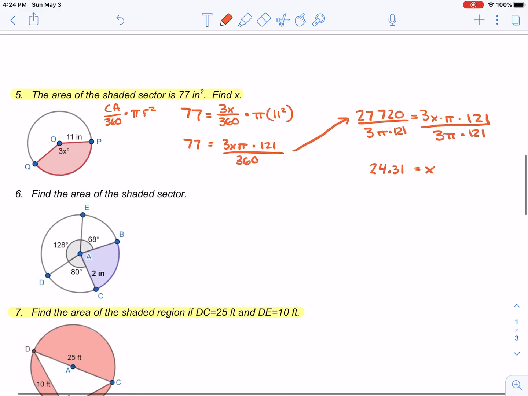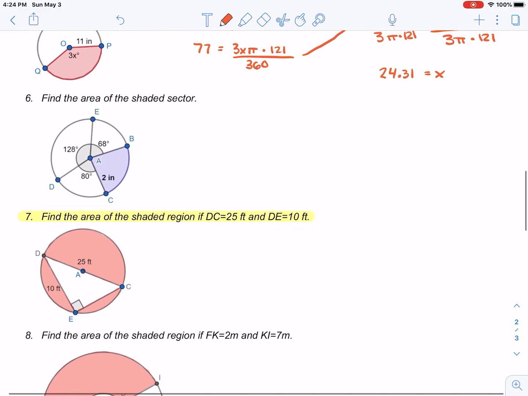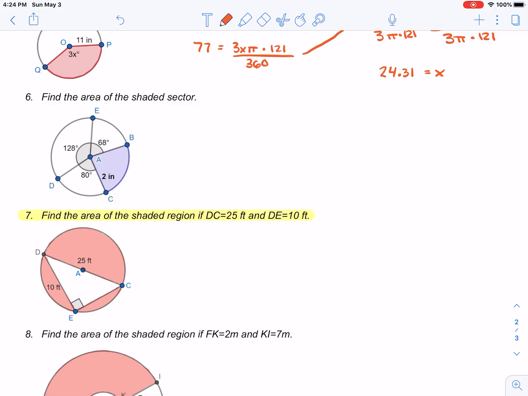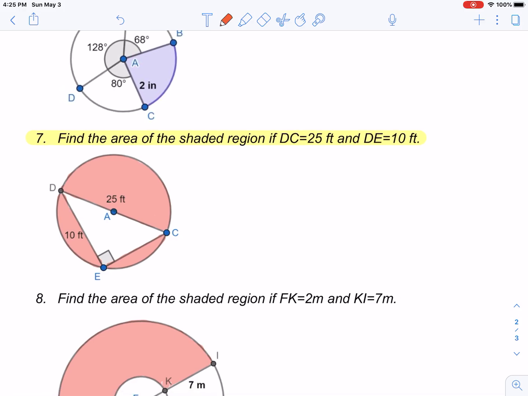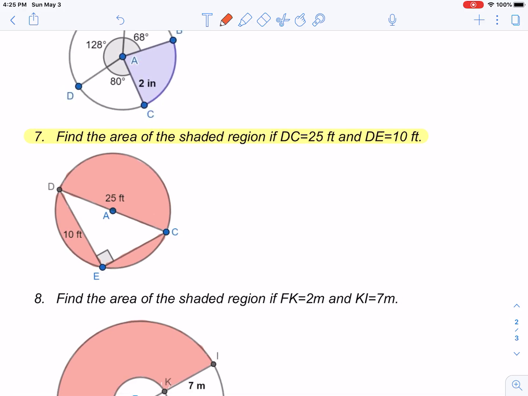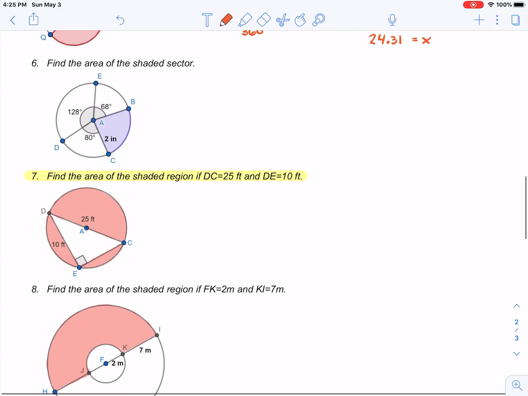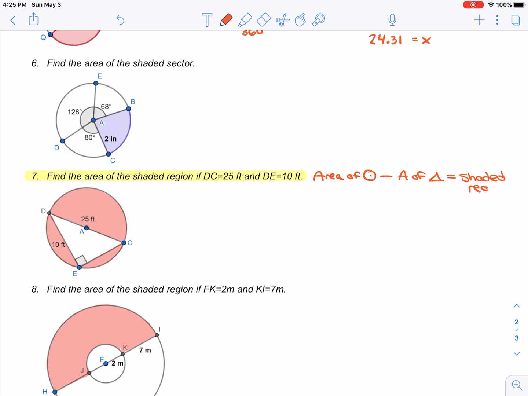So moving down here to number 7, this one's a little bit trickier than the last two we've done, okay? So again, we want to find the area of our shaded region. So what I'm going to do first is find the area of my circle, and then I want to subtract the area of my triangle. So again, I'm going to go ahead and write that out. So area of circle minus area of triangle will equal our shaded region. So I'm going to go ahead and find my area of my circle first.